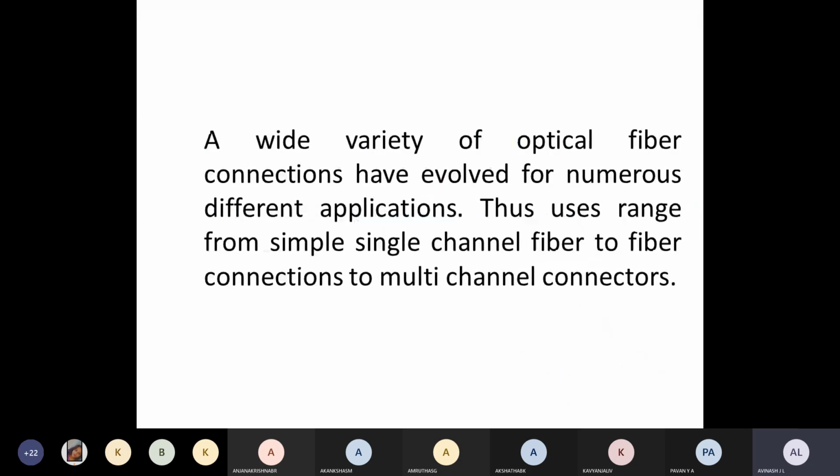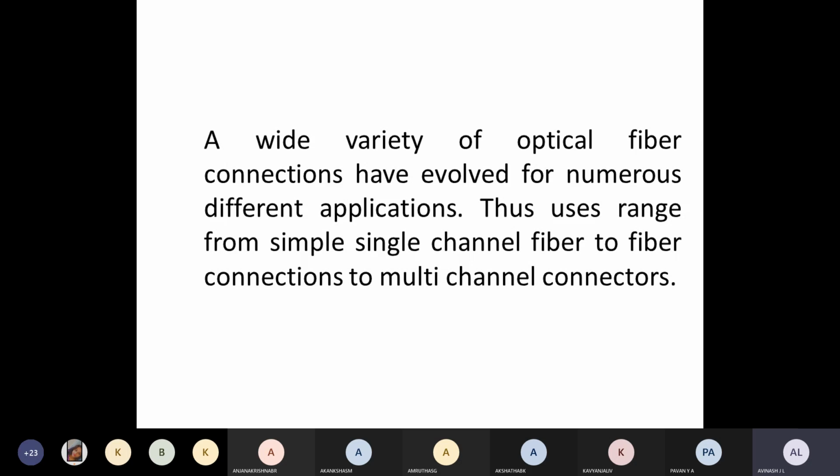Now, when we are discussing fiber joints, a wide variety of optical fiber connections have evolved for numerous different applications. Here, connecting is one thing and coupling is the next thing, and isolator, circulator, all those things will come into the picture. So for different applications there will be fan-in cables, fan-out cables, distribution cables. All those things we discussed in topic number 1, that is module number 1.